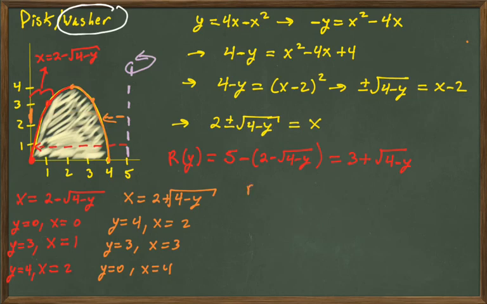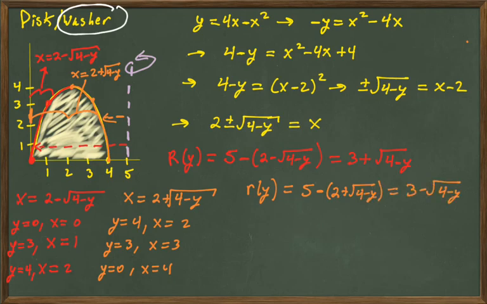Okay, so the inner radius is going to be 5. Again, here I'm labeling it: 5 minus 2 plus the square root of 4 minus y. And so that's going to be 3 minus the square root of 4 minus y. Obviously this is the much more difficult one because of the functions and the completing the square. We actually have two different functions. This is a washer method, and both the outer and inner radius are a little bit complicated to come up with.